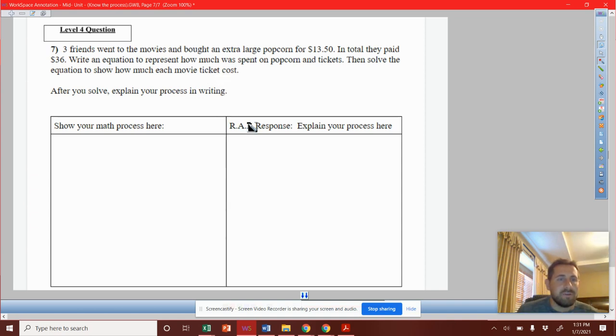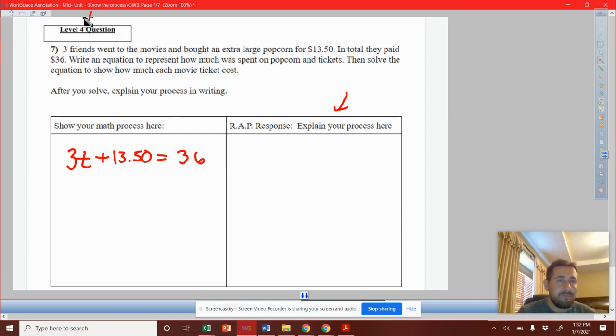Okay, so we've got to build some kind of equation here. Then over here, we're going to do a wrap response explaining our equation. Okay, show your math process here. So what we have is 3 friends all went to a movie and bought a ticket, but then together they all bought $13.50 worth of popcorn, and I guess they're going to share this. And that was $36 in total.